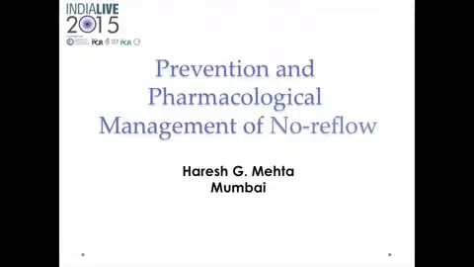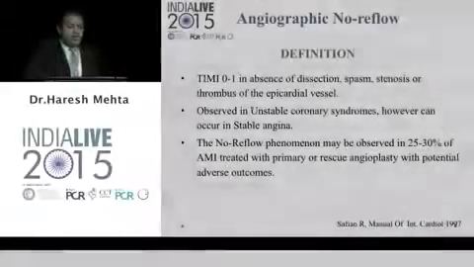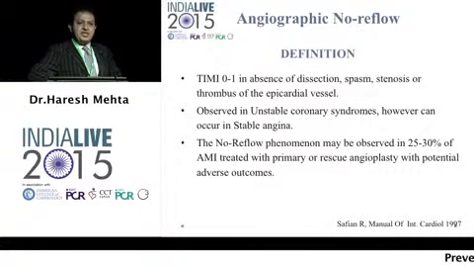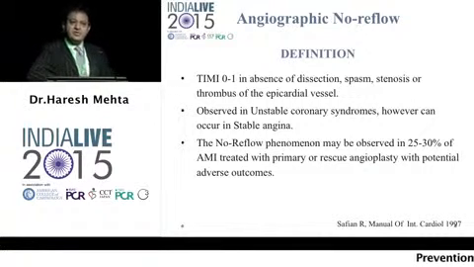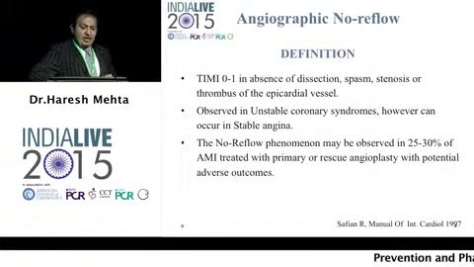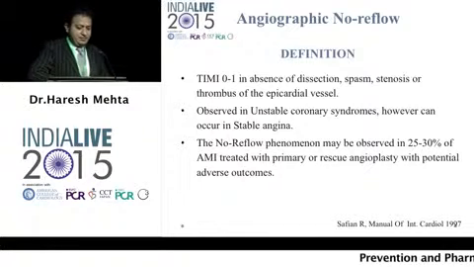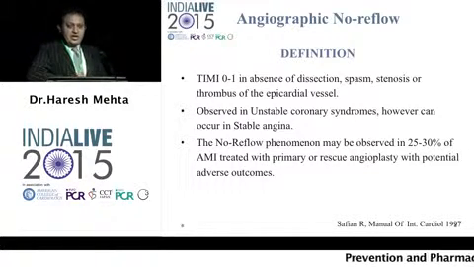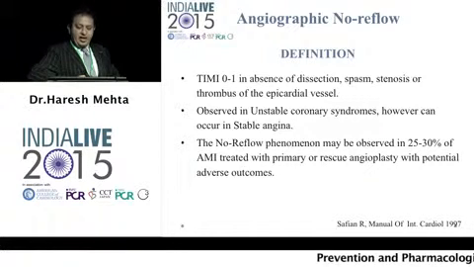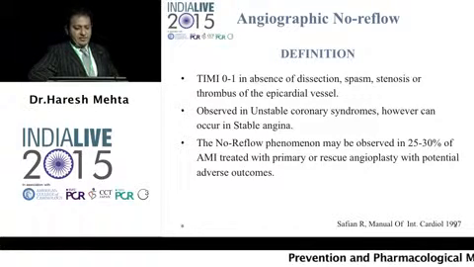You might not see too much no reflow. So what do you call an angiographic no reflow? It's basically a TIMI 0-1 flow in absence of dissection, spasm, stenosis, or thrombus. It is generally seen in unstable coronary syndromes, MIs, acute coronary syndrome. But bear in mind, it can also happen in chronic stable angina. The no reflow phenomenon is seen in approximately 30% of AMI patients who are treated with primary or rescue angioplasty and can have potential adverse outcomes.